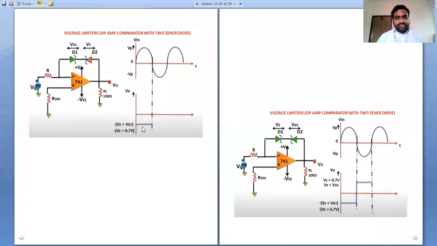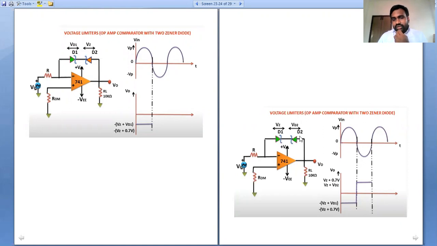Okay, so that happens here. After the positive peak, the input voltage will go to the negative peak. At that condition, this is the second condition. See the second figure. At this condition, the input voltage flows through the diode D1.